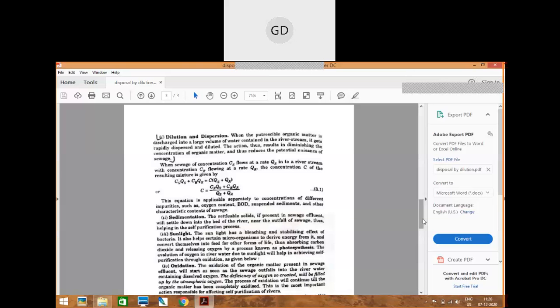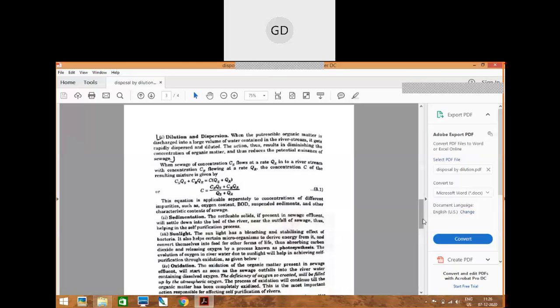Then again, we have one formula to find out the concentration of the mixture of the sewage and the river water. You can see that the formula is C = (CS QS + CR QR) / (QS + QR). Now what is CS? It is the sewage concentration. What is QS? It is the rate at which the sewage is flowing.